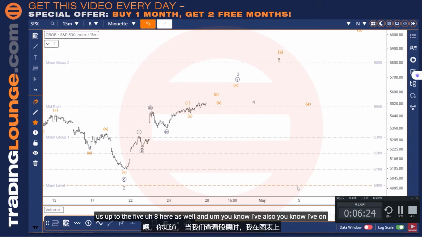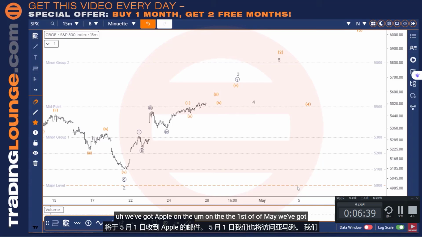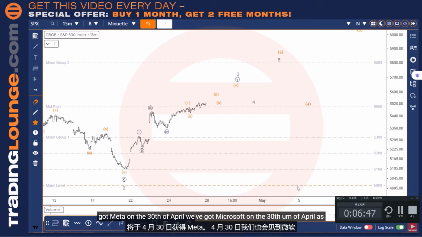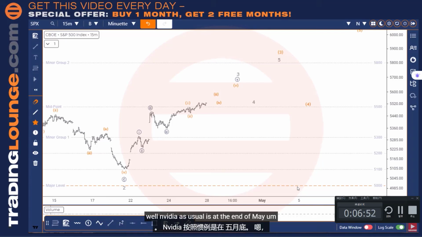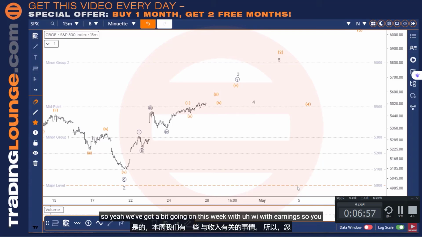I've also, on the charts when we look at the stocks, put the earnings dates on there. Now those earnings dates weren't confirmed, but they are confirming now. So we've got Apple on the 1st of May. We've got Amazon on the 1st of May as well. We've got Meta on the 30th of April. We've got Microsoft on the 30th of April as well. NVDA, as usual, is at the end of May. So yeah, we've got a bit going on this week with earnings.